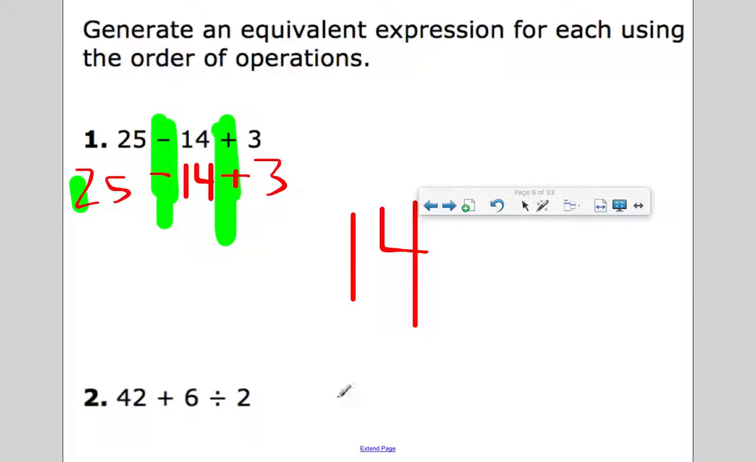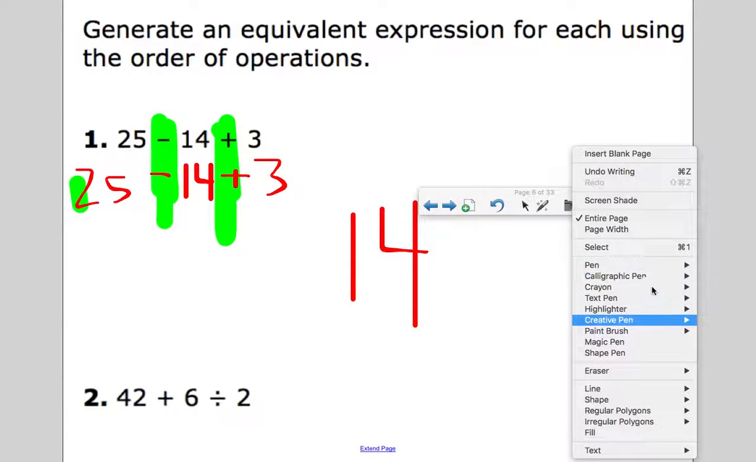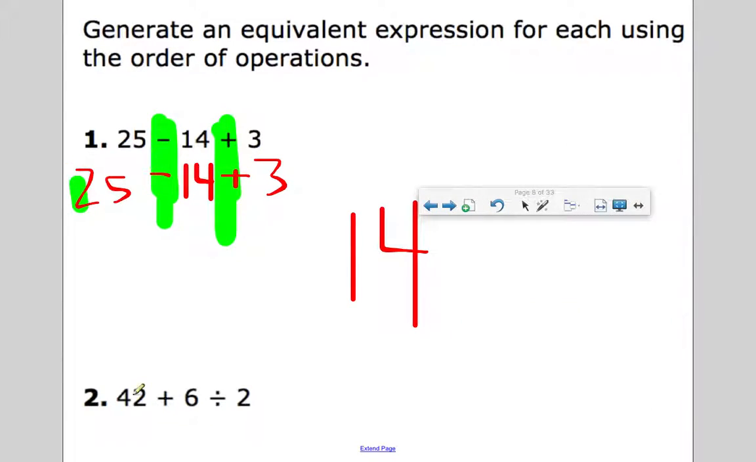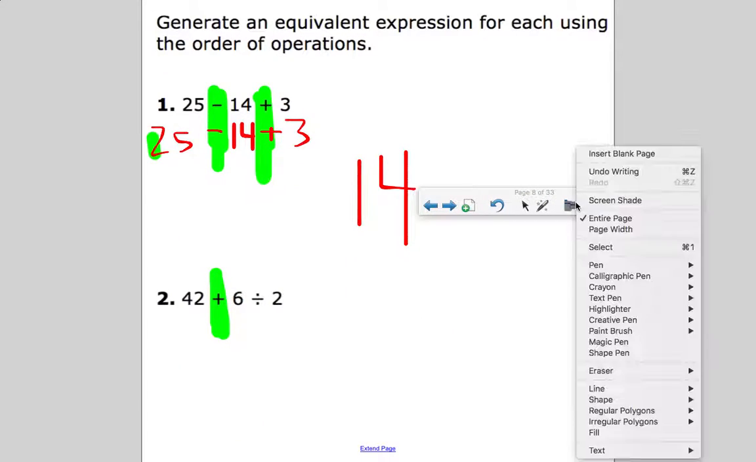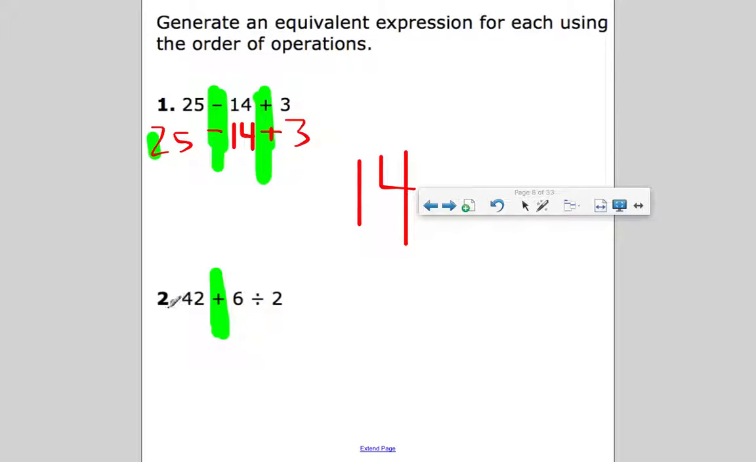All right, let's do the next example. Let's get out the highlighter, green. Let's highlight the addition and subtraction operators. The left term is 42. 42 is 42. The right term, or the second term, is 6 divided by 2. What is 6 divided by 2 equivalent to? 3. So the left side is 42, the right side is 3. The operator says we need to add these two terms together, so the answer is 45.